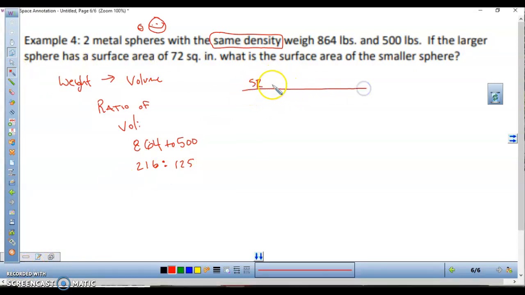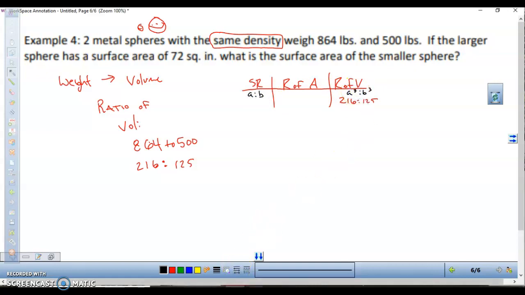All right, so we have our table: similarity ratio, ratio of areas, ratio of volumes. Every time you're doing one of these problems, make sure you use this table. I know the ratio of volumes is 216 to 125. If I know the ratio of volumes, this is A cubed to B cubed. To find the similarity ratio, that's A to B, so I need to cube root these numbers.